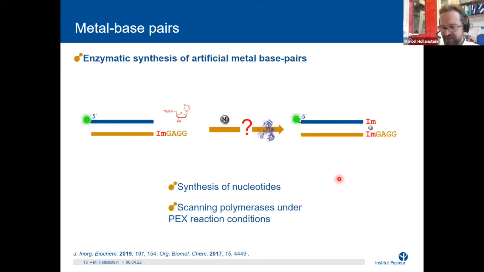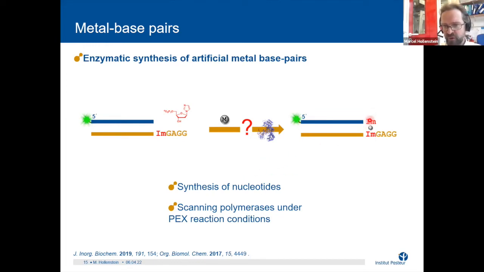Now, it's not as easy as it seems because we ask a lot from the system. So first of all, we have to synthesize the modified nucleotides, have also modified templates, and then screen polymerases to incorporate specifically the modified nucleotide opposite the modified templating nucleotide in the strict presence of metal cations that we also have to screen. So you can see that this is not particularly easy.